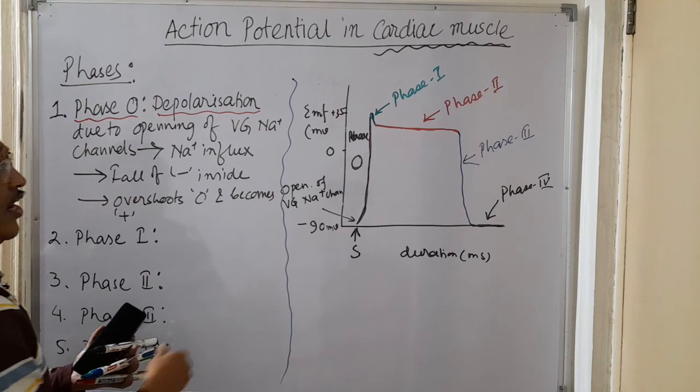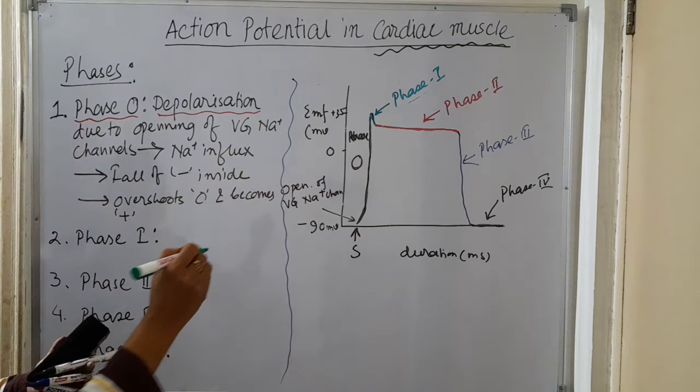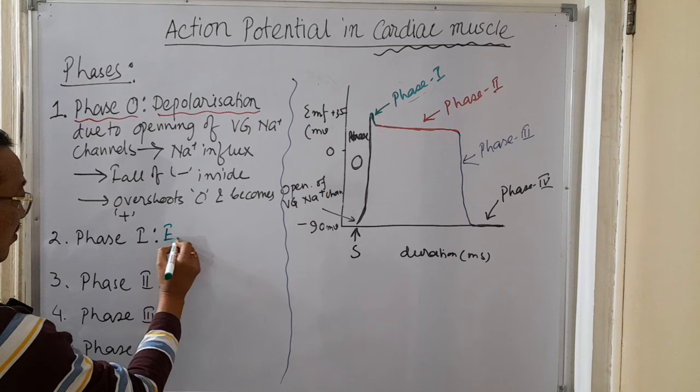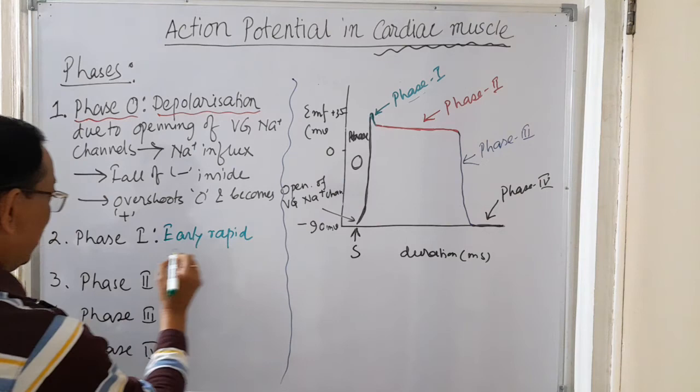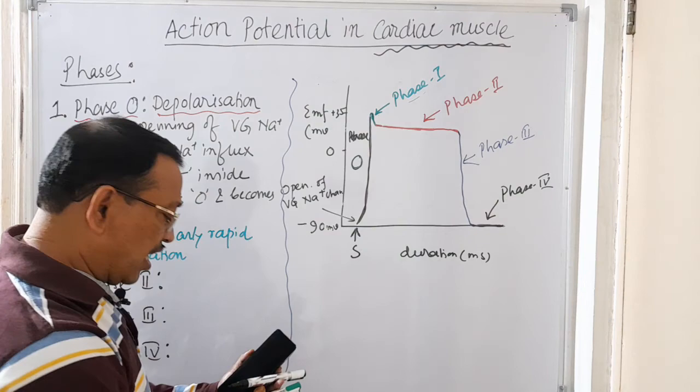Now, the second phase that I talked about is phase one. This is phase one, that is the early rapid repolarization. This phase is known as early rapid repolarization. So why does this early rapid repolarization take place?